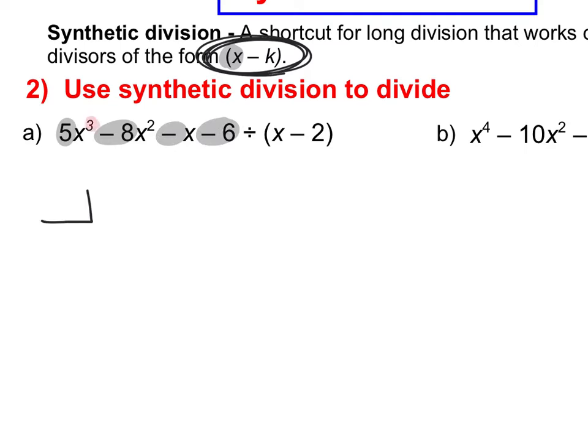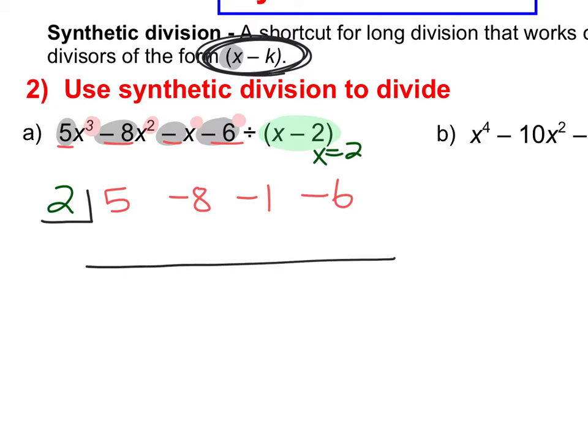And you're going to make sure you don't need to add in any zeros. So if we look at our exponents, we've got 3, 2, 1, 0. So we're good there. So the coefficients I would set up are 5, -8, -1, and -6. And then what I would divide by is, I'm going to look over here at my x minus 2. But remember, whenever you pull anything out of parentheses, we change the sign. So this would be like x equals +2. So we're dividing out in front by a +2.